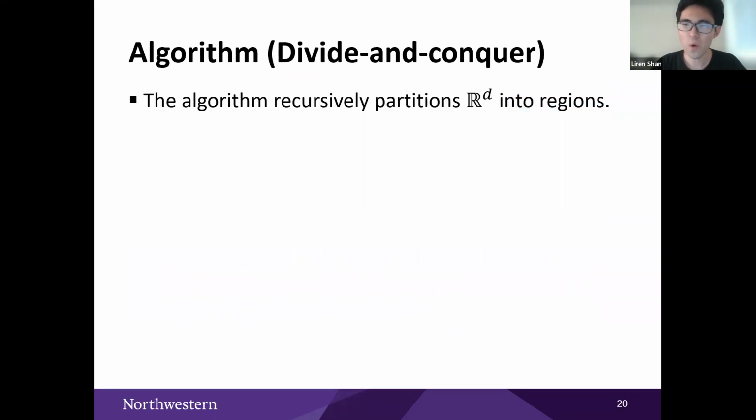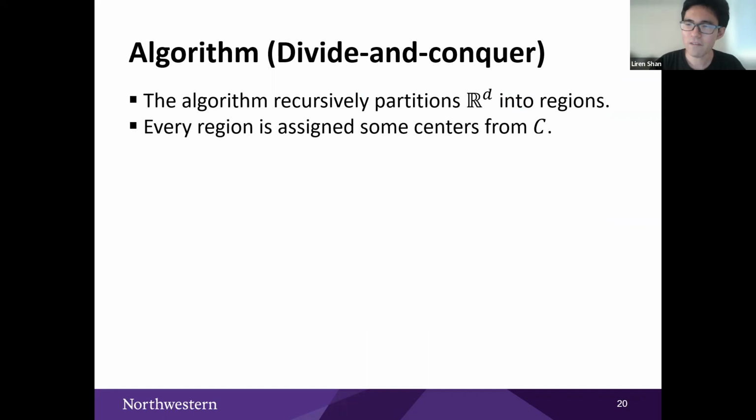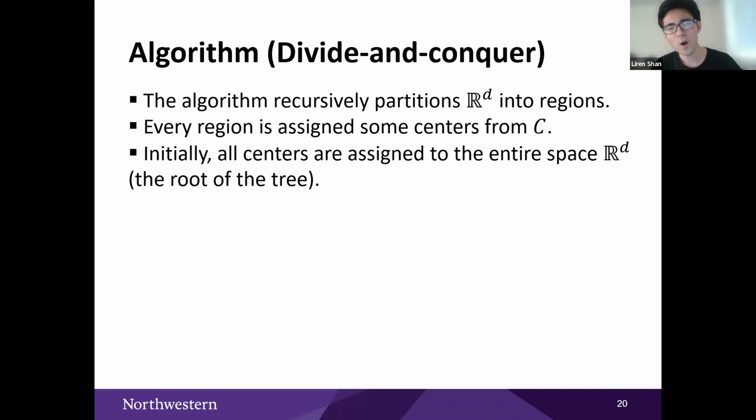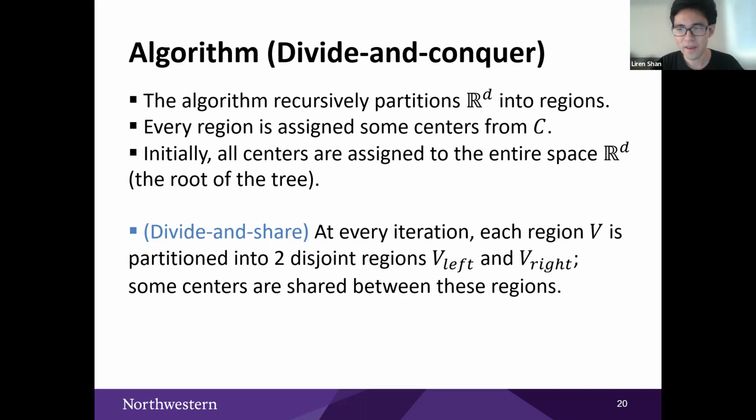We now describe our algorithms. Our algorithm is a divide and conquer algorithm. This algorithm recursively partitions the d-dimensional space into disjoint regions. Every region is assigned some centers from the center set C. Initially, all centers are assigned to the entire space R^d, which corresponds to the root of the tree. Then we iteratively call a subroutine named divide and share.